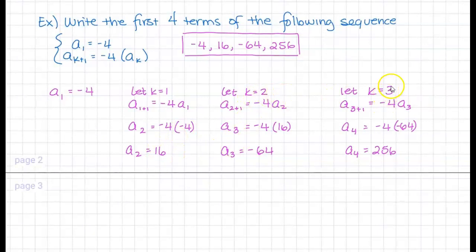Let's just jump here. To find the fourth term, if I let k equal 3, then I'm going to have a sub 3 plus 1, which is a sub 4. And that's going to equal -4 times a sub 3. So I let this k equal 3 and that k equal 3. So now I know the fourth term is just -4 times the third term, which was -64. And I get this. So you can work it out the long way, but you don't have to. And that's nice.